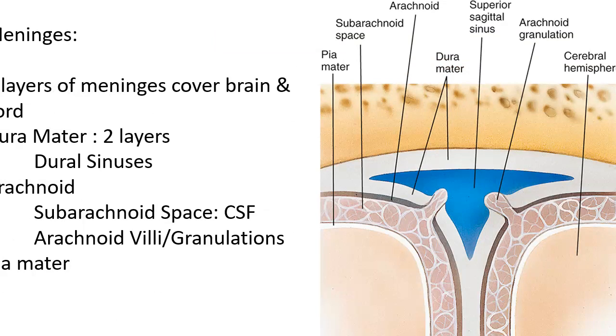Okay, so when we talk about the subarachnoid space, you remember early on in the class we talked about the meninges. The meninges are three layers that cover the brain and the spinal cord. Those three layers are the dura mater, the arachnoid layer, and the pia mater. The picture on the right is a close-up of those different meninges. The dura mater has an outer layer and an inner layer.